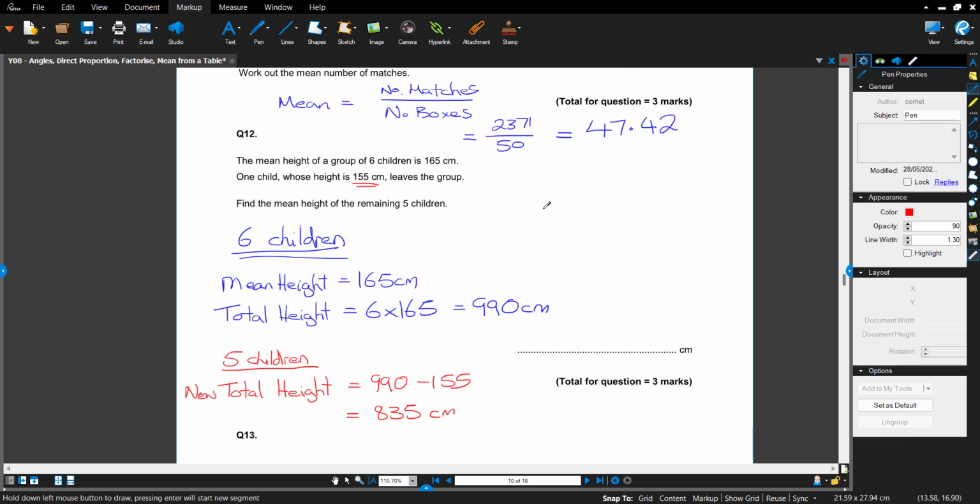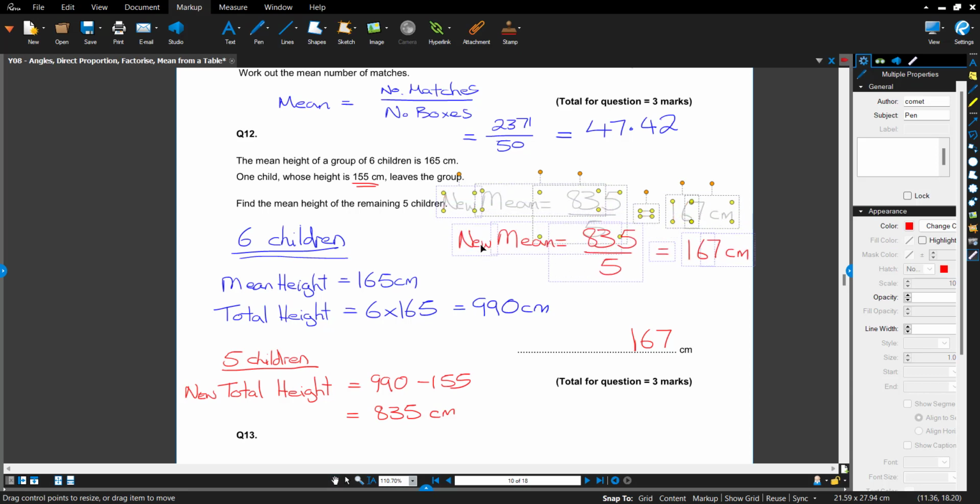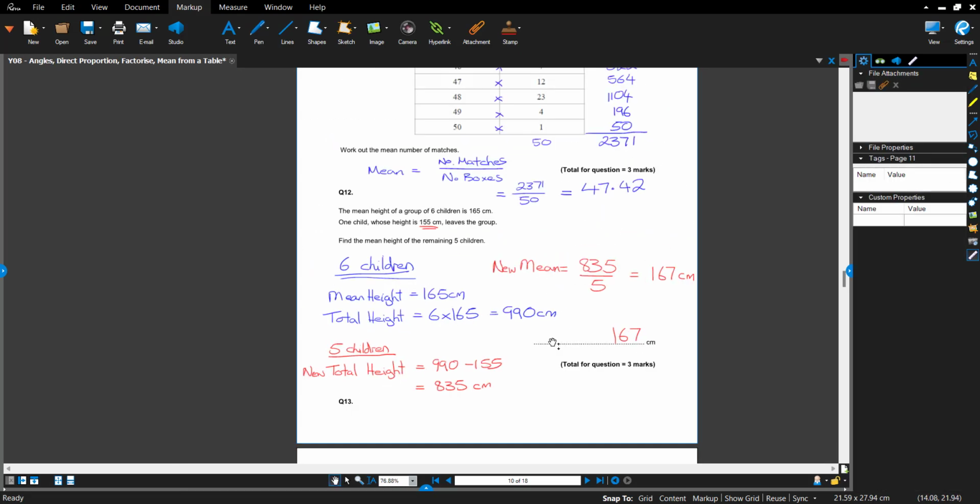So what's their mean height? Well, it's going to be 835. You can call it the new mean if you want. The new mean is 835 over 5, which should be 167 centimeters. 167. That's it. Cool. Not the neatest, but you get the point.